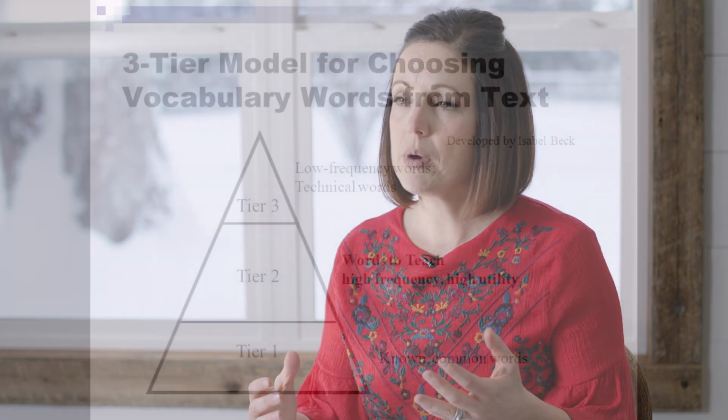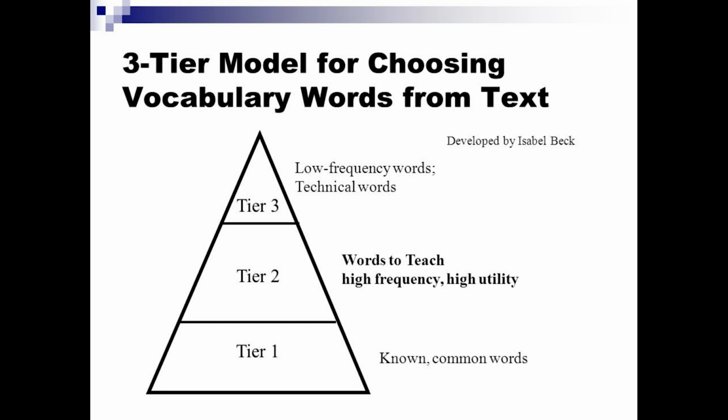So tier 2 words are the words that Beck would say to spend the majority of your time on, because they're going to get you the most bang for your buck in terms of expanding kids' vocabulary. They're going to take those tier 1 words and provide lots more in-depth vocabulary for them. So here's an example. Tier 1 words, maybe a basic word would be tired, but a tier 2 word could be a word like exhausted. So you're just taking it to the next level to give students a way to express themselves more thoroughly.